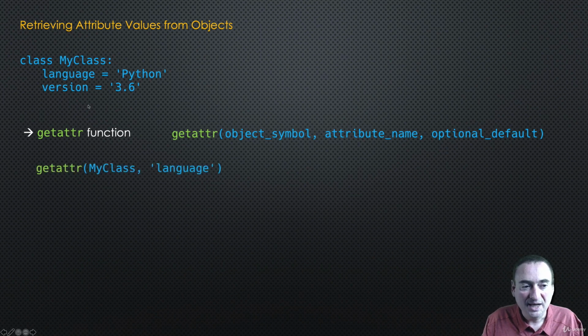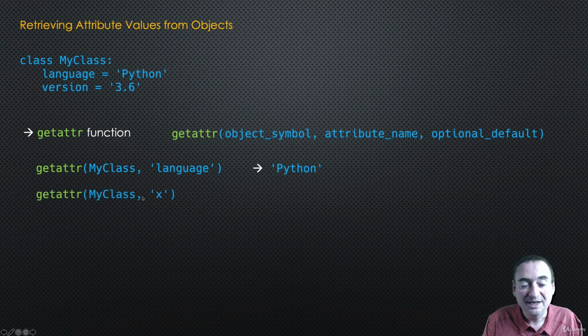So in this case, myClass is an object and it has two attributes, language and version. So I can get the value for the language attribute. So you'll notice I pass in myClass, the symbol for the object, right? myClass, and then the string of the name of the property that I want. Property names, attribute names in Python are always strings, and they get treated as strings. So I do that, and I'll get the value back, Python, because that's its current state.